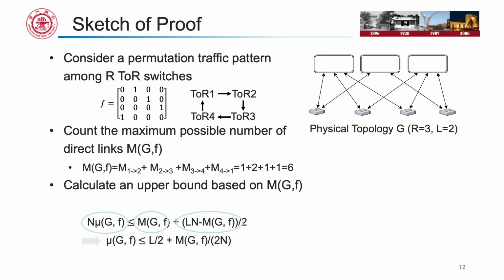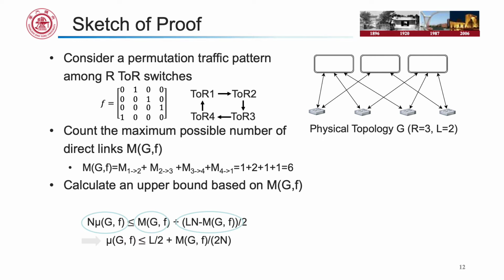We briefly describe the intuition behind this result. Suppose we have a physical topology and a permutation pattern. Let's compute the maximum possible number of direct links for 1 to 2, 2 to 3, 3 to 4, and 4 to 1. Take TOR1 to TOR2 for example. In this physical topology, only the first OCS connects to both TOR switches, and thus we can at most create one link from TOR1 to TOR2. Using the same approach, we can get the maximum possible number of direct links is 6.